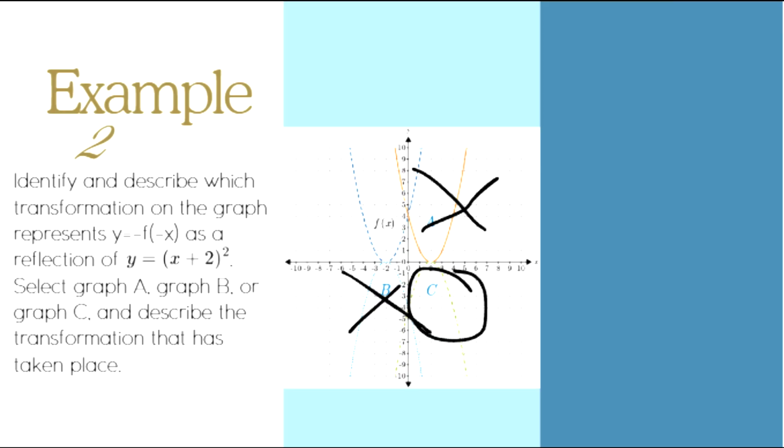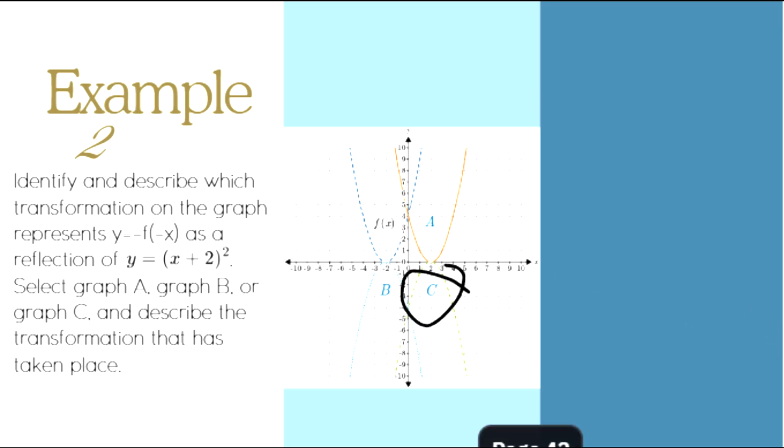Here's example number 2. Identify and describe which transformation of the graph represents y equals negative f of negative x as a reflection of y equals (x plus 2) squared. You're going to do this a lot in the quick check and the practice. Okay, this is our original right here. It can't be this one because that just reflected over y. It can't be this one because that just reflected over x. It has to be C.